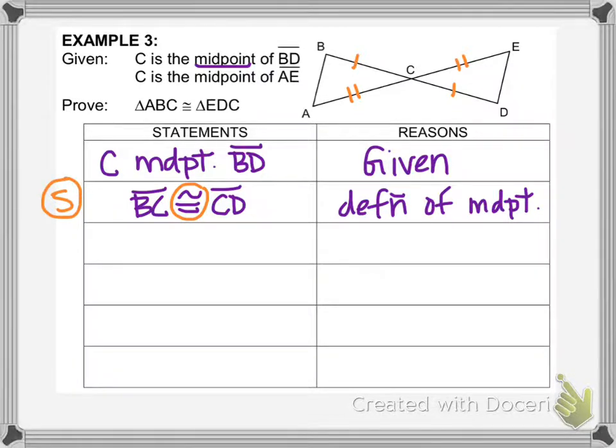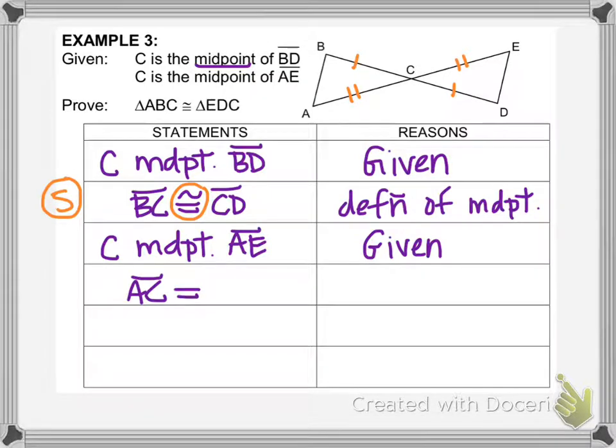Now let's go to our next given. C is the midpoint of segment AE. And of course we know that because it's given, right? But that's not a congruent statement, so we need to say the congruent statement that given helped us to make, which was that segment AC and segment CE were congruent. So segment AC is congruent to segment CE. Just like the last reason for the last congruent statement, we're also going to say definition of midpoint.